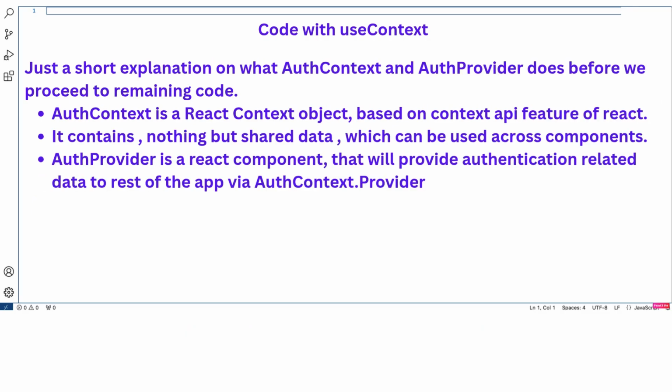Just a short explanation on what auth context and auth provider does before we proceed to remaining code. Auth context is a React context object, based on Context API feature of React. It contains nothing but shared data, which can be used across components. Auth provider is a React component that will provide authentication-related data to rest of the app via authContext.Provider.